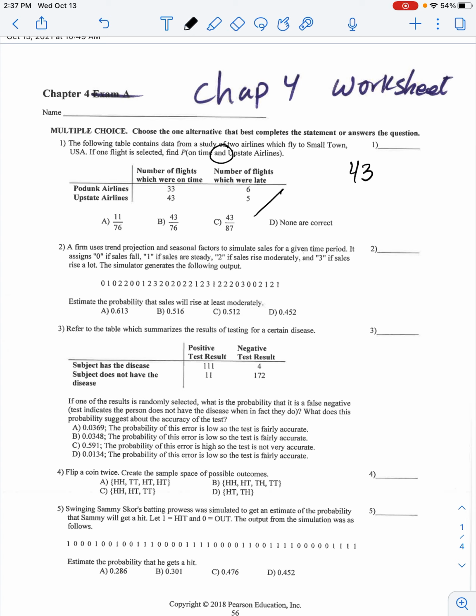Sum of all flights, being on time or not, is adding all of these together: 33 plus 43 plus 6 plus 5. And then adding everything together, that's 87. 43 out of 87 is what we are looking for.